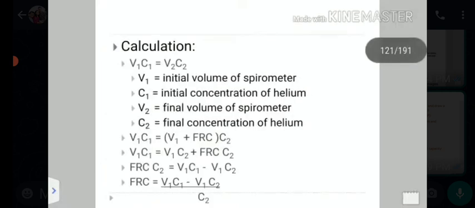The calculation is V1C1 is equal to V2C2. V1 is the initial volume of the spirometer, C1 is the initial concentration of helium, V2 is the final volume of the spirometer, C2 is the final concentration of helium. So V1C1 is equal to V2C2, in which we can replace V2 by V1 plus FRC, and by mathematical calculation we can calculate FRC.